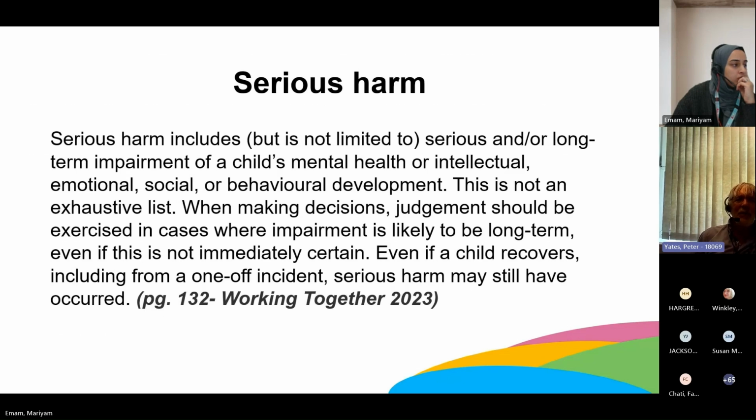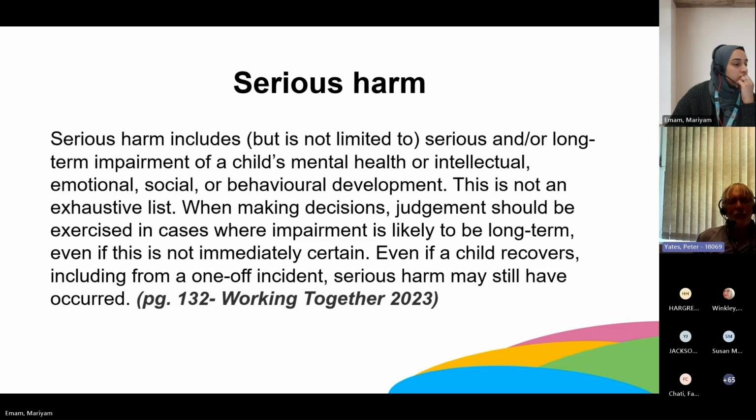Serious harm. This is probably the most difficult bit when we hold our rapid review meetings, which I know Danielle is going to cover after me: trying to identify if a child has actually suffered serious harm. The definition we've got to work with is that serious harm includes, but is not limited to, serious and or long-term impairment of a child's mental health or intellect, emotional, social or behavioural development. It's not an exhaustive list.